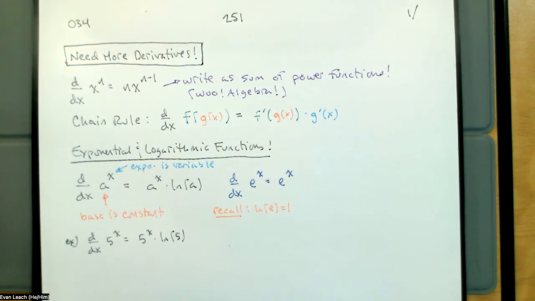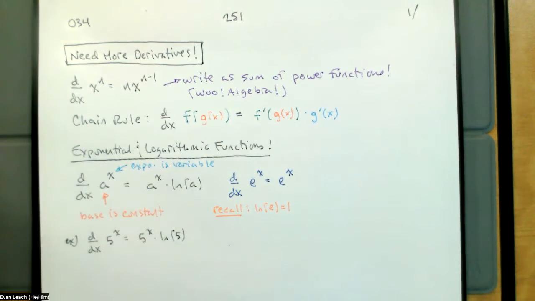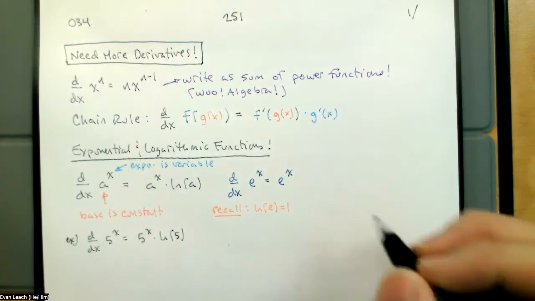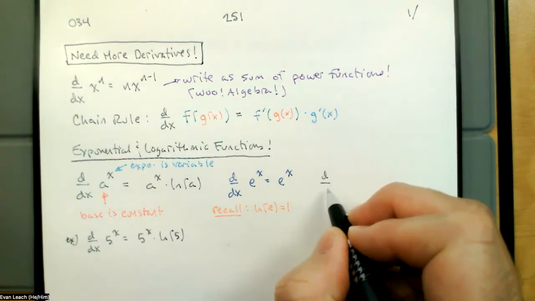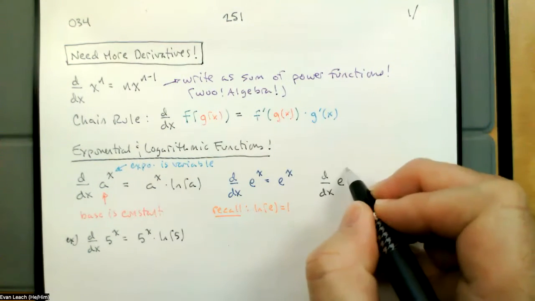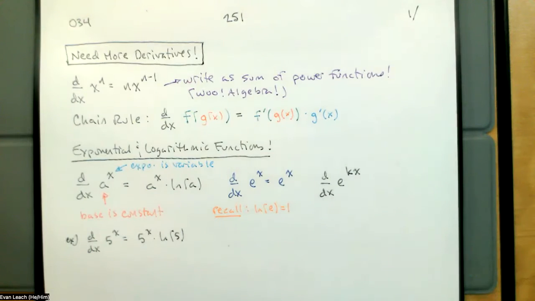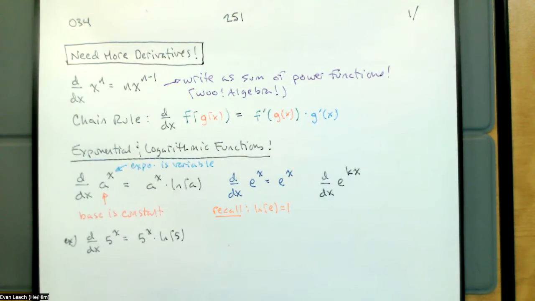When we have a function a to the x, I can write it with a base of e, but I will have to adjust the exponent. I'll have to have a constant be multiplied by the x. So what we really want is to apply the chain rule to the derivative of e to the x. So what we actually really want is the derivative of e to some constant times x, e to the kx. So k is a constant.